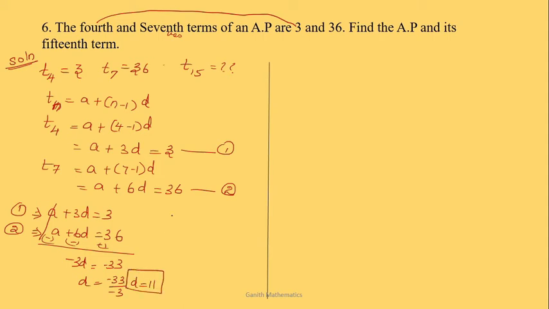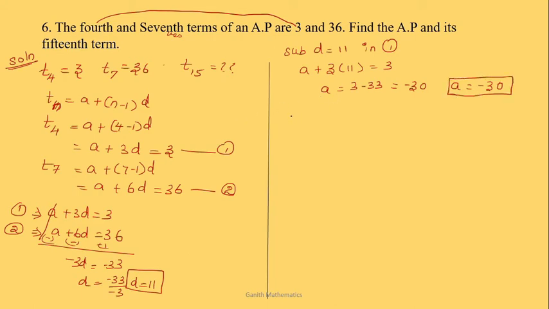Okay. Substitute 11 in any one of the equations. So substitute D equal to 11 in the first equation. A plus 3 into 11 equals 3. So A is equal to 3 minus 33, that is minus 30. So your A is equal to minus 30. Now you have your A and D.